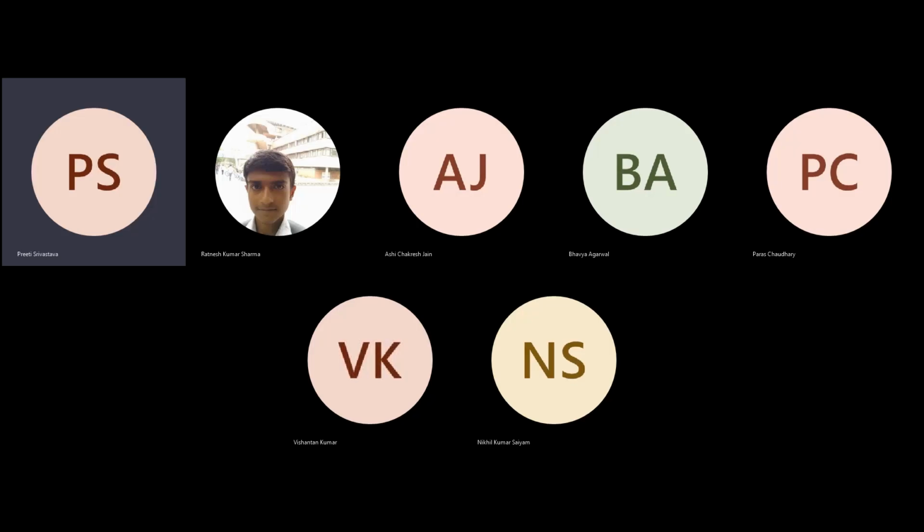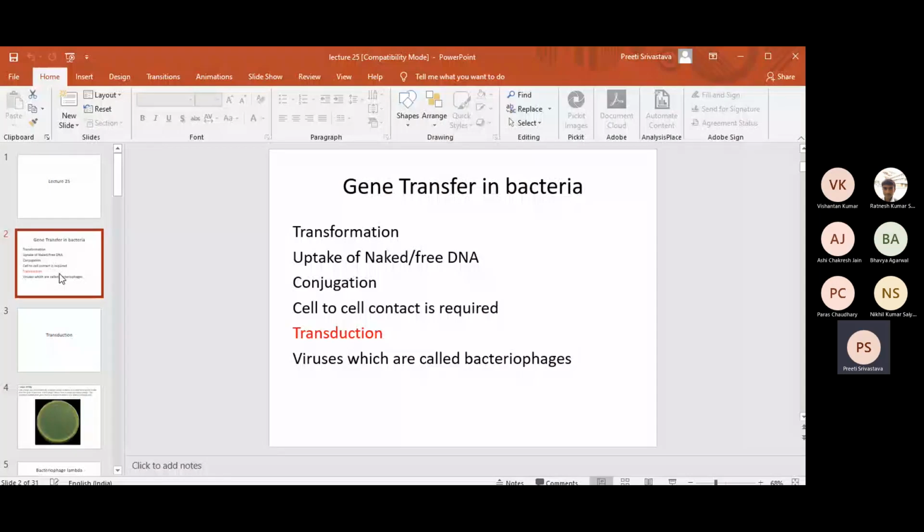Then the next method for gene transfer in bacteria is transduction, and transduction is mediated with the help of bacteriophages, which are viruses. So class, what we did not discuss when we were discussing the three methods, conjugation, transformation and transduction, is that all three methods come under the category of horizontal gene transfer. So in bacteria, you can have horizontal gene transfer or vertical gene transfer.